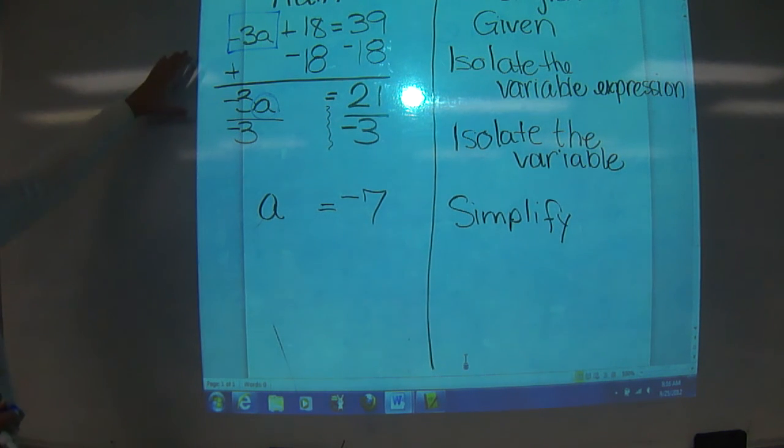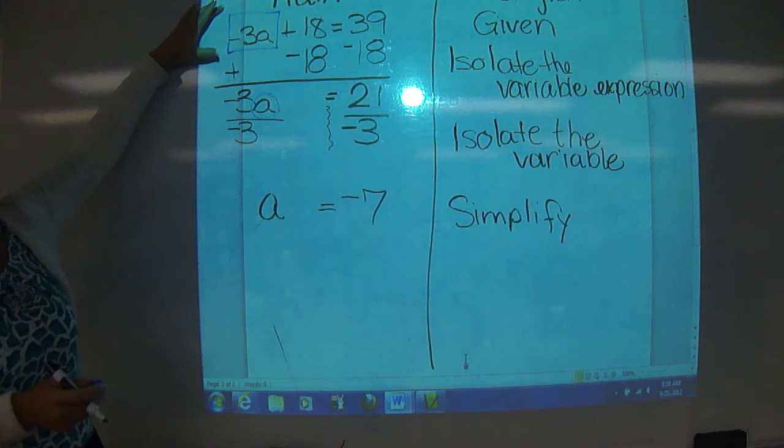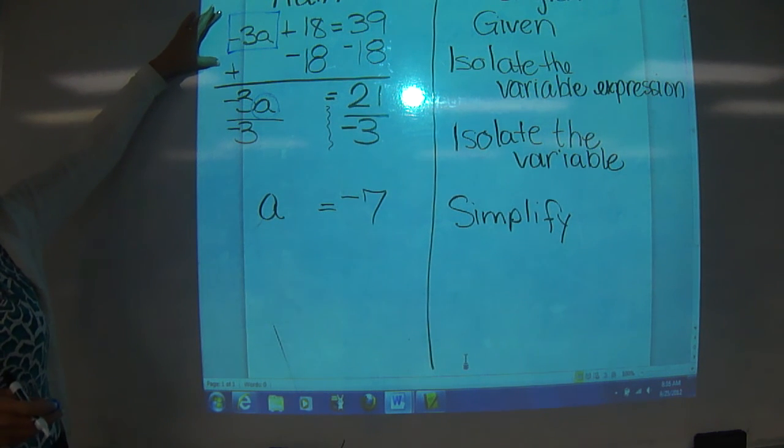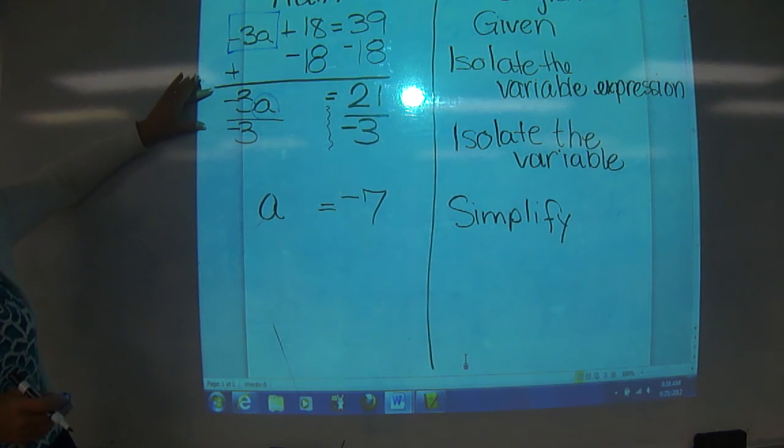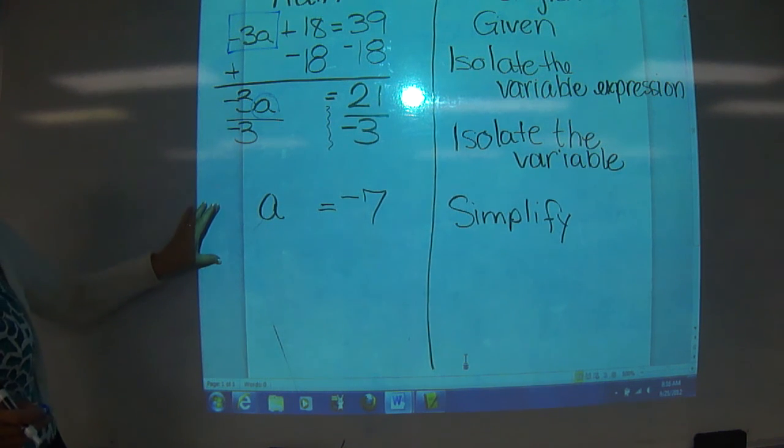Okay. Always isolate the variable expression first. Then you isolate just the variable, then you simplify.